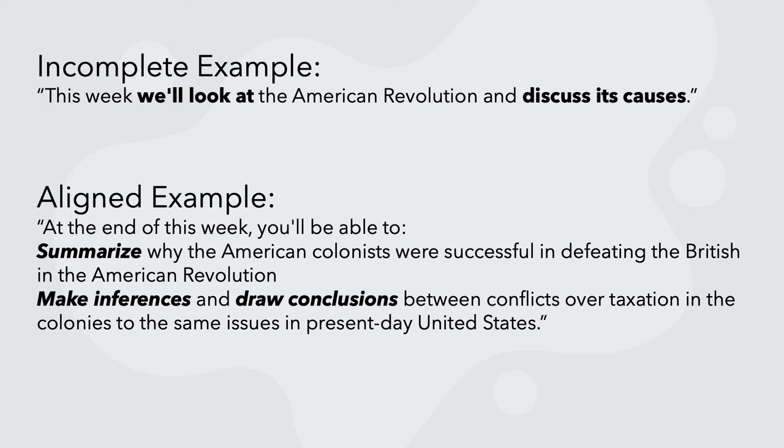So the aligned example includes summarize why the American colonists were successful in defeating the British in the American Revolution. That's something the students can do, and it's something that can be measured. You can measure whether or not they successfully summarized why the American colonists were successful in defeating the British in the American Revolution. They can either do that or not. Make inferences and draw conclusions between conflicts over taxation in the colonies to the same issues in present-day United States. Again, we have something that can be measured, that is active. The students will make inferences and draw conclusions, or they will not.